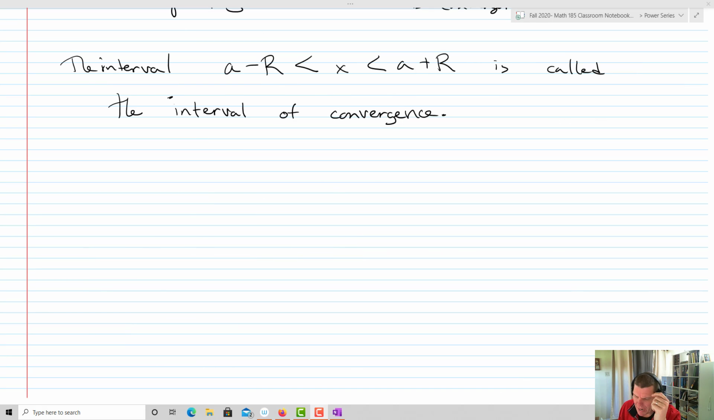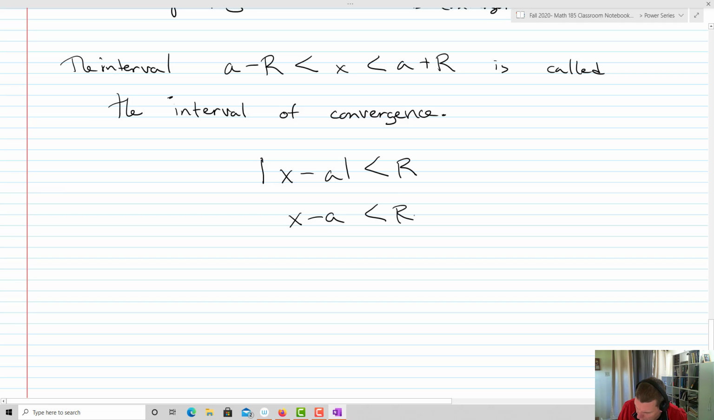The interval a minus r less than x, which is less than a plus r, is called the interval of convergence. And how we get that is we get that by setting it up this way. We've got the absolute value of x minus a less than r, all right? And so consequently, that'll give me x minus a is less than r, and then it'll also be greater than negative r, all right?